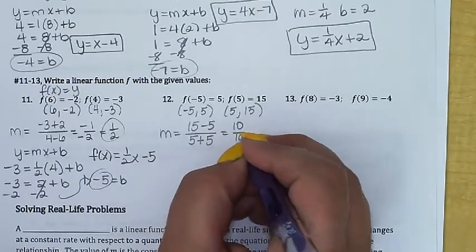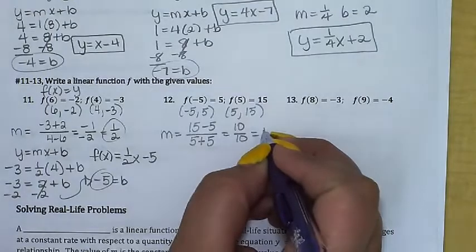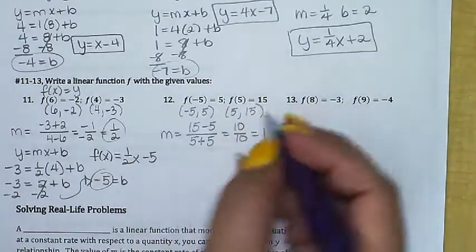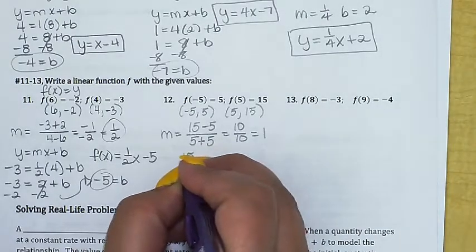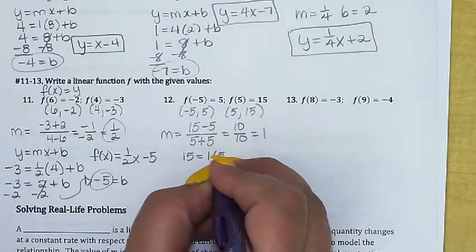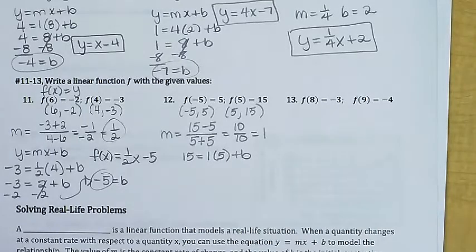5 plus 5 is also 10. When I divide those, I get a slope of 1. And then I can borrow that. I can use that m value of 1 and borrow one of these points. So let's see, I'll pick that second one and say, all right, well, my output was 15 when I plugged in a 5, so my slope is 1, and I can solve for b.